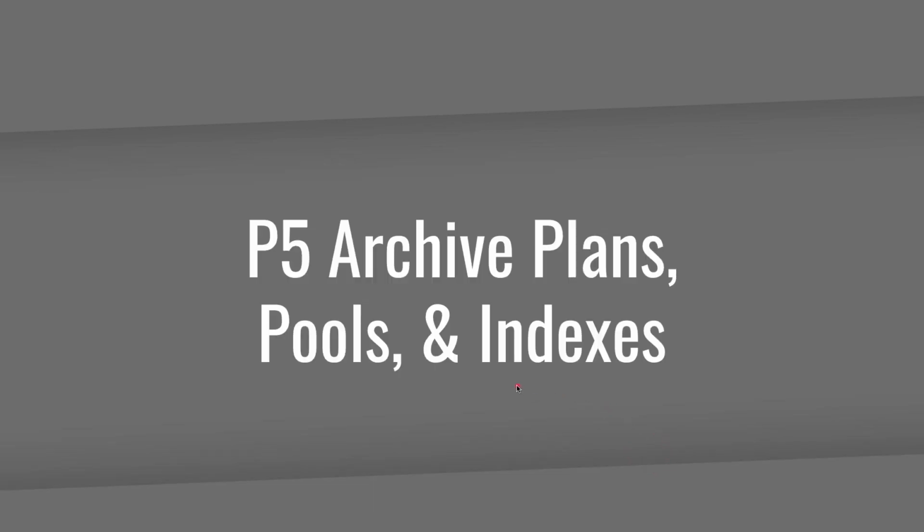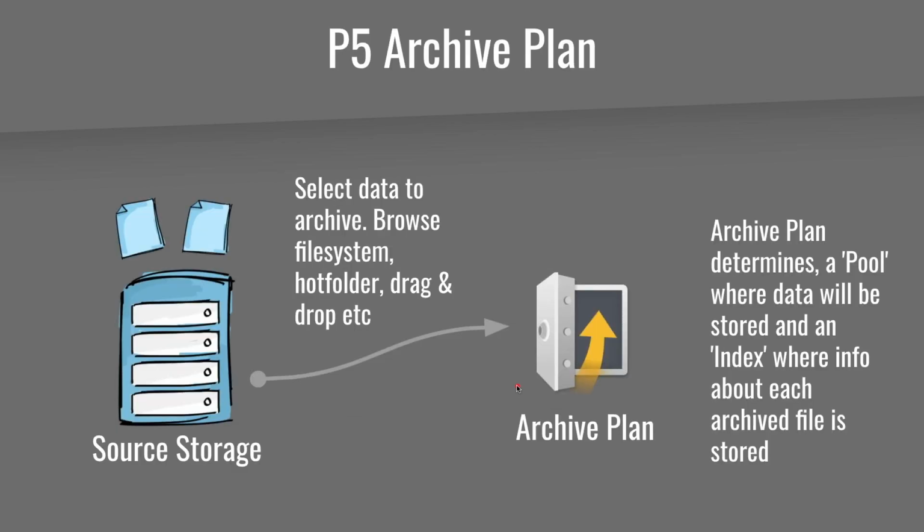Okay, so P5 archive plans, pools, and indexes. What does this mean? The basic unit of configuration in P5 is this thing called an archive plan. An archive plan sits there once you've configured it, and you can throw data at it. So we've got a machine over here, our source storage, and we've got files on here that we want to archive. So we need to tell P5 what we want to archive.